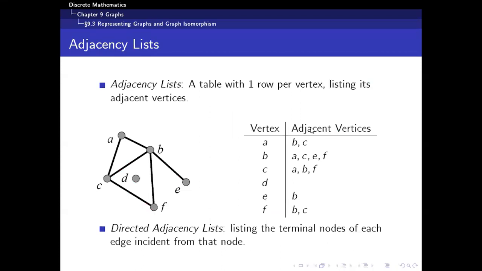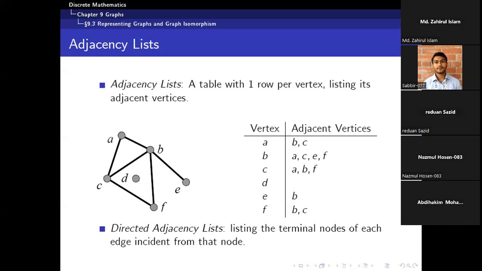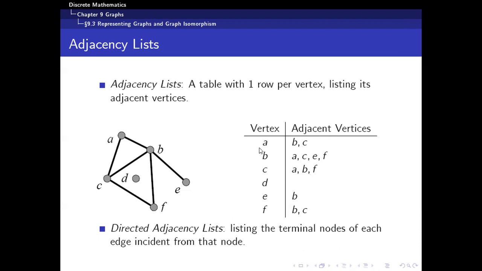Then in the next column, you need to write the adjacent vertex. So A is connected with B and C. So B and C will be the adjacent nodes of A. Do you get my point? Yes, sir. So in the adjacent vertex list, we need to write A's adjacent vertices are B and C.